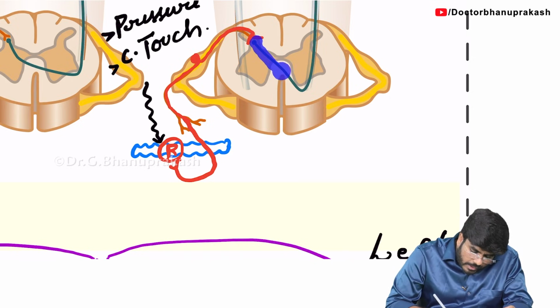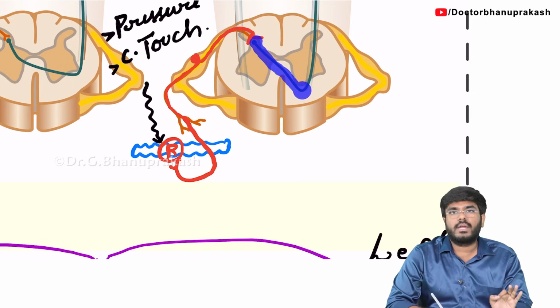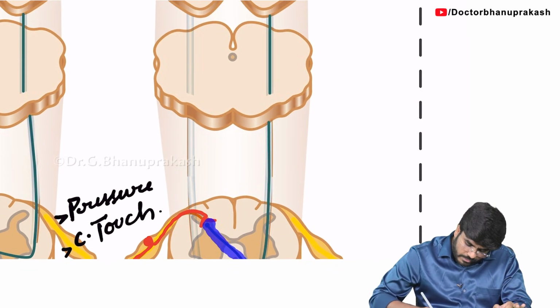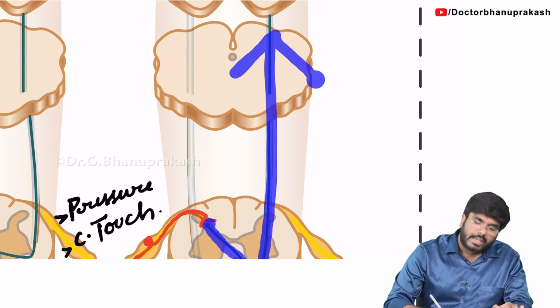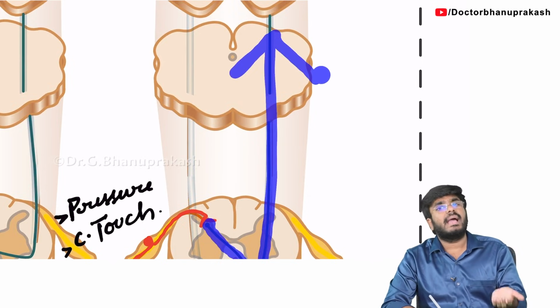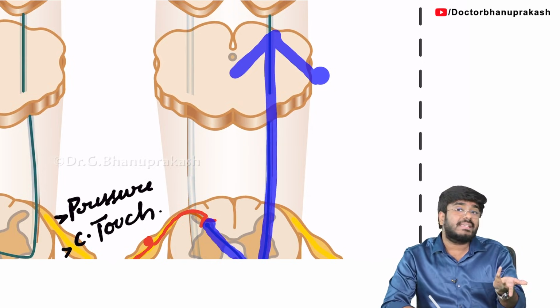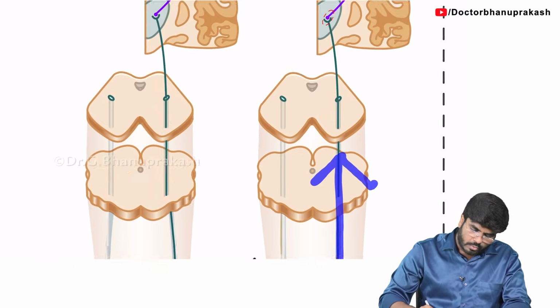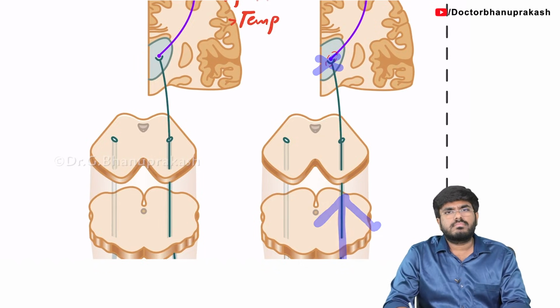Again, the second order neuron is crossing to the opposite side. Always the second order neurons cross to the opposite side. Now what is the second order neuron doing? It is going up to the thalamus. Again tell me, can I call it an ascending tract? Yes, it is ascending up. Which ascending tract, sir? It is starting from the spinal cord and going to the thalamus. So can you call it a spinothalamic?